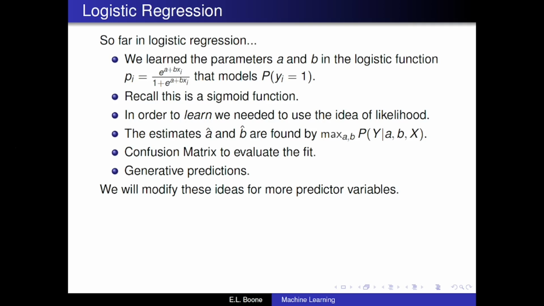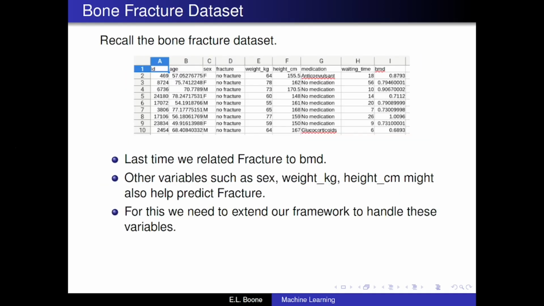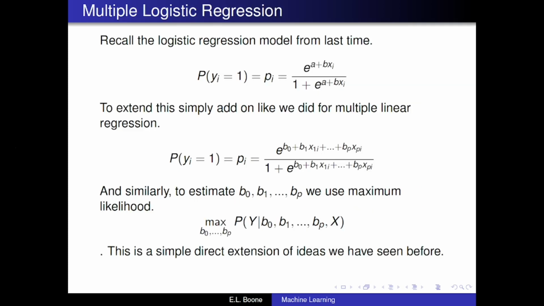So what we want to do is modify these ideas for more predictor variables. And the trick is going to be the same that we did for linear regression. So don't be surprised. We're going to use the bone fracture data set. And the reason why is because it has multiple variables in it and it's logistic regression in the sense that you have fracture, no fracture. Other variables such as sex, weight in kilograms, heights in centimeters might also help predict the fracture. So for this, we're going to extend this to these additional variables.